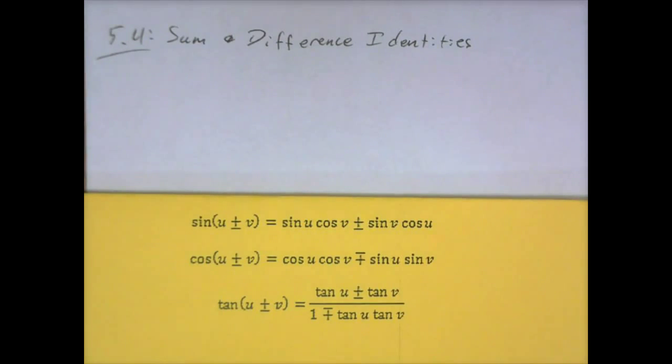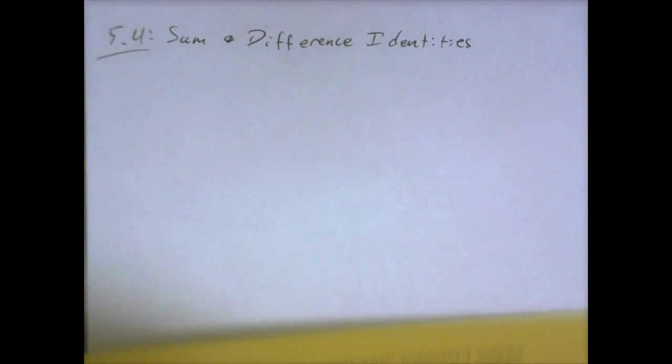All right, in this video, I'm going to be talking about the sum and difference identities, section 5.4. You will be given this sheet. This sheet I have folded.